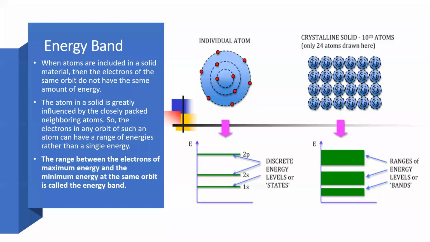Yes, teacher. Okay. If you are asked what is an energy band, you will have to tell the range between the electrons of maximum energy and minimum energy at the same orbit is called the energy band. And if you are asked for two marks, explain how energy bands are formed in solids, you will have to tell all these points: when atoms are included in a solid material, the electrons of the same orbit do not have the same amount of energy. This is because the atom in a solid is greatly influenced by the closely packed neighboring atoms. So the electrons in any orbit of such an atom can have a range of energies rather than a single energy. So this is the explanation of why or how in a solid there exist energy bands instead of energy states.